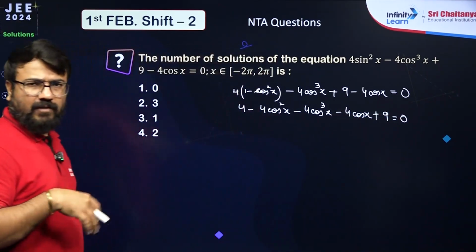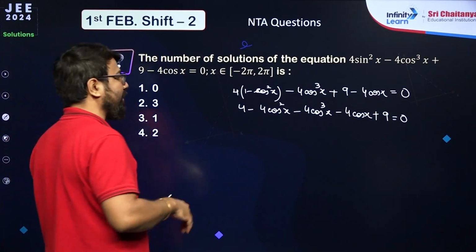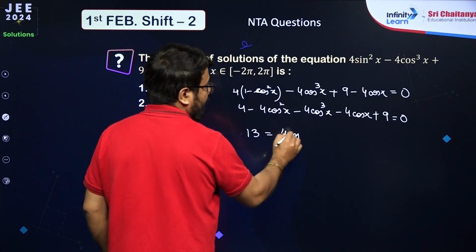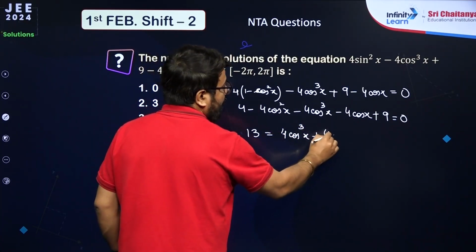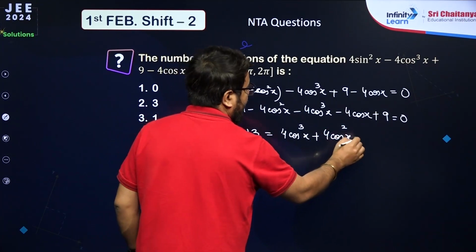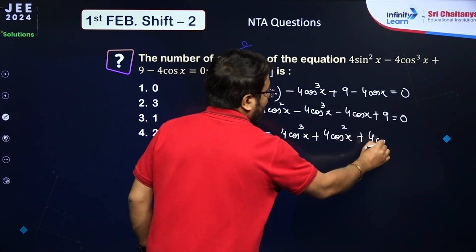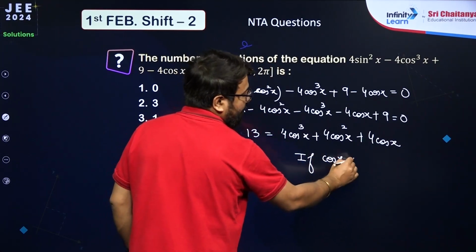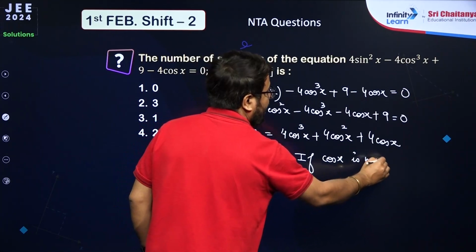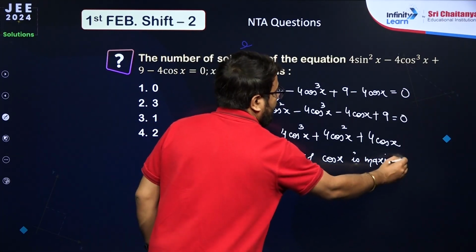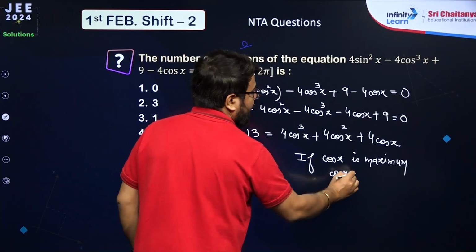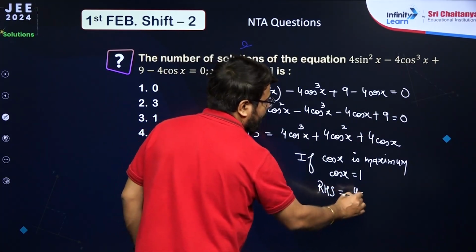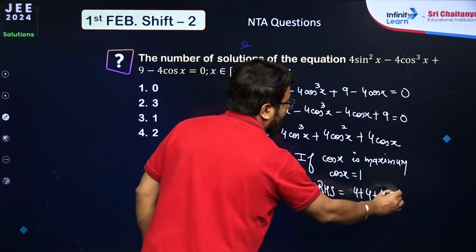Let us take all the cos function to one side and the constants to the other side. So here it will be 13. Here it will be 4cos³x, then 4cos²x, and then 4cos x. So guys, if cos x is maximum, that means cos x value is 1, then the right hand side of this equation will be 4 + 4 + 4, which is equal to 12.